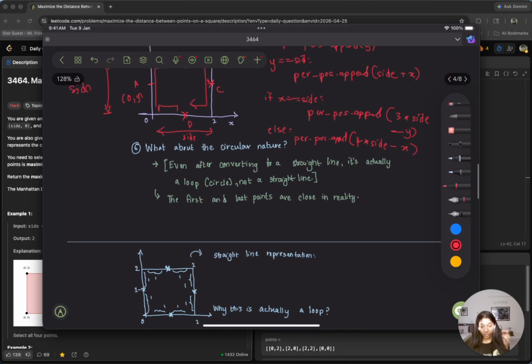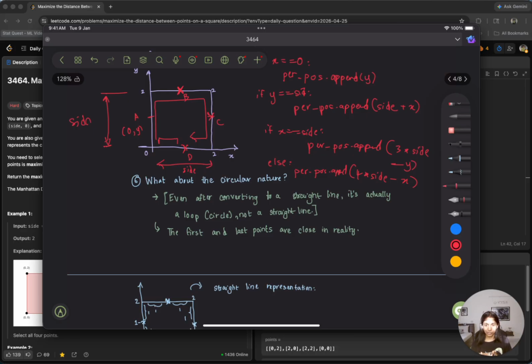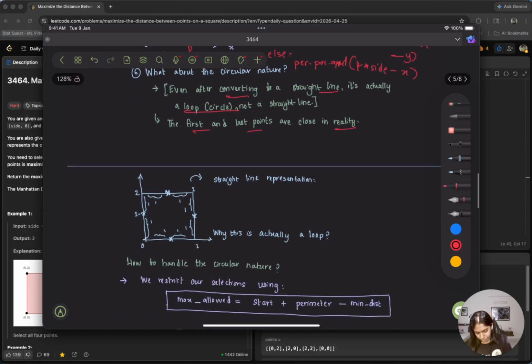And one thing you might ask now is, so if we convert it into a straight line, how are we going to have our circular nature? Because these points are actually on a square, which is kind of like a circle, right? If you look at it, the points are connected to each other. So the first point and the last point would be connected. So even if we're converting to a straight line, it's actually a loop and it's not actually a straight line. So the first and the last points are close in reality.